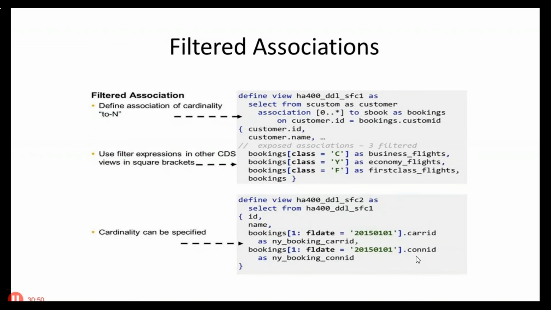Then we have the filtered association. So in the filtered association, define association of cardinality 0 to n.